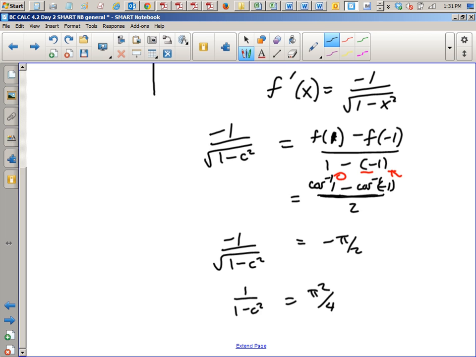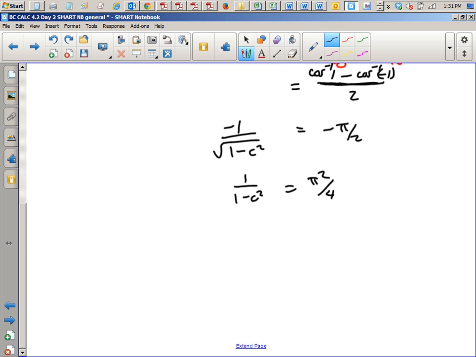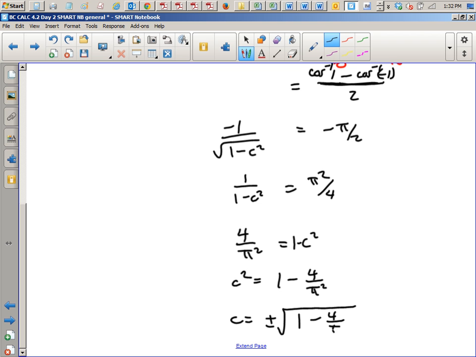And you get that. And then cross multiplying, you get 4 over pi squared equals 1 minus c squared. I just flipped it over, actually. And then I'm going to go ahead and move the c squared to this side and do 1 minus 4 over pi squared. Okay, c is plus or minus the square root of 1 minus 4 over pi squared. Or you can write this as plus or minus the square root of pi minus 4 all over pi.